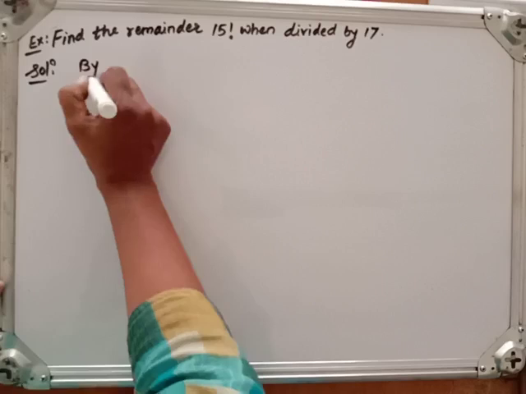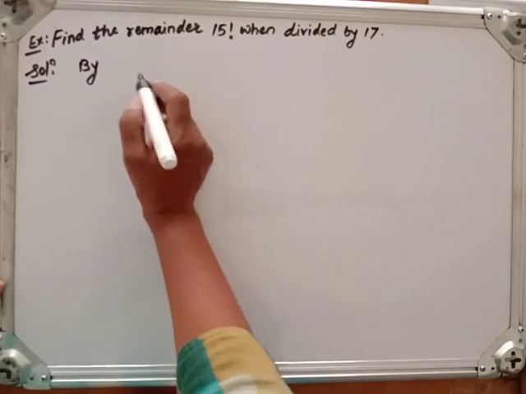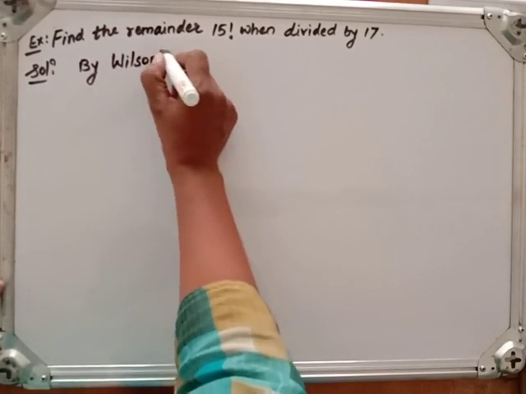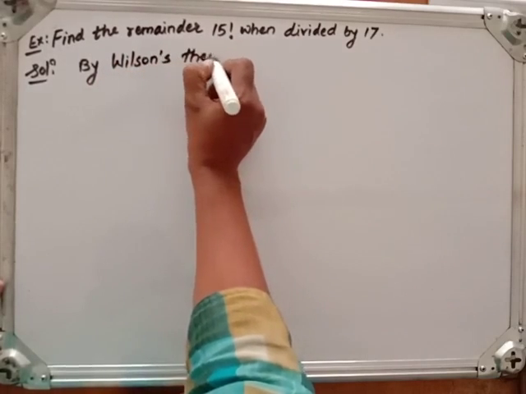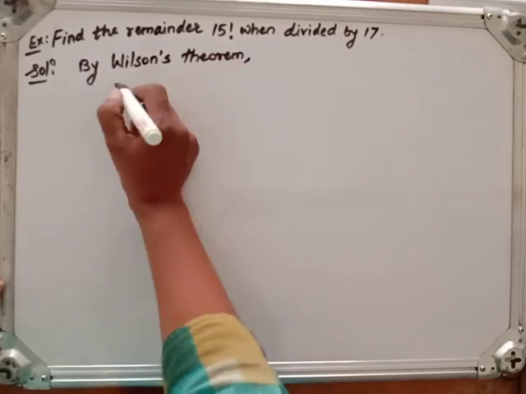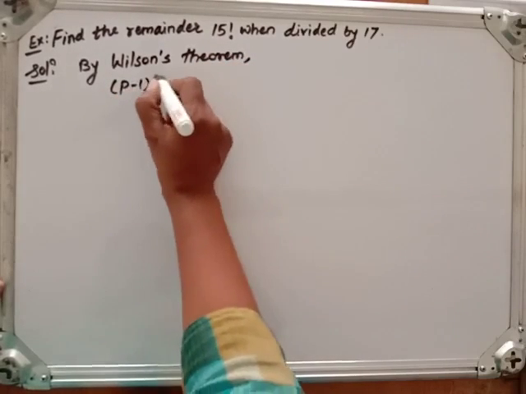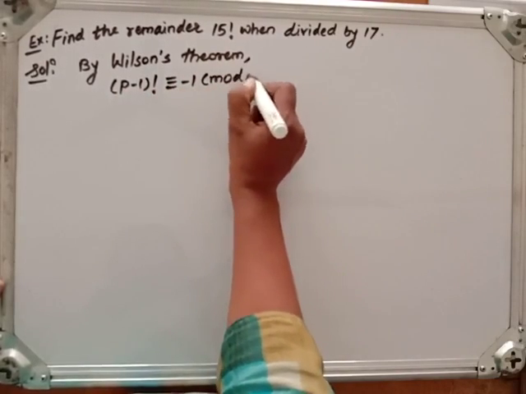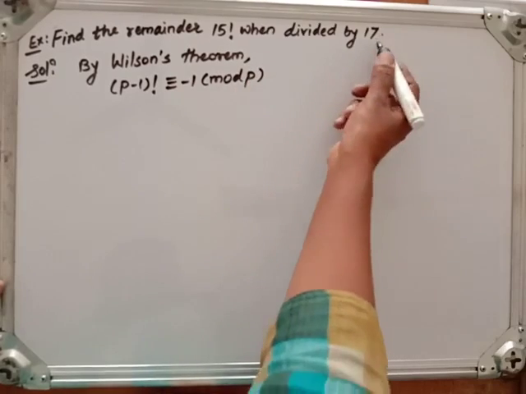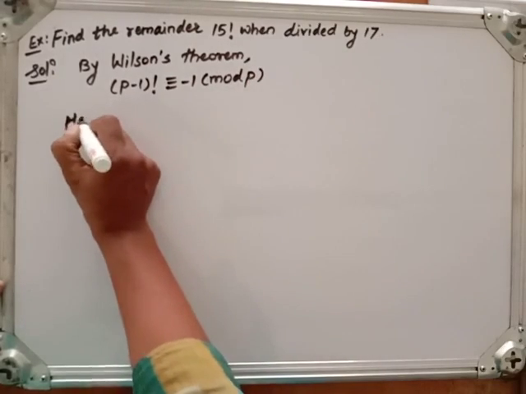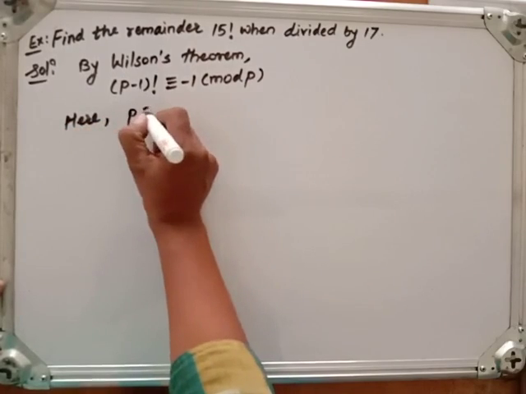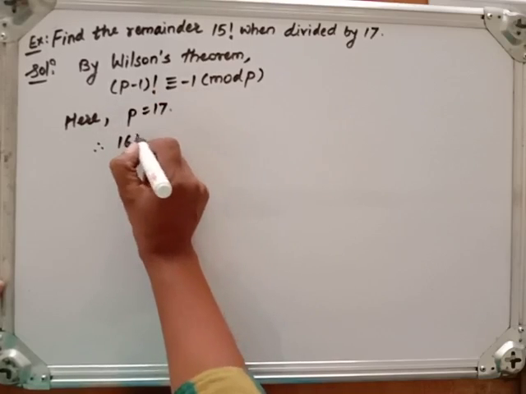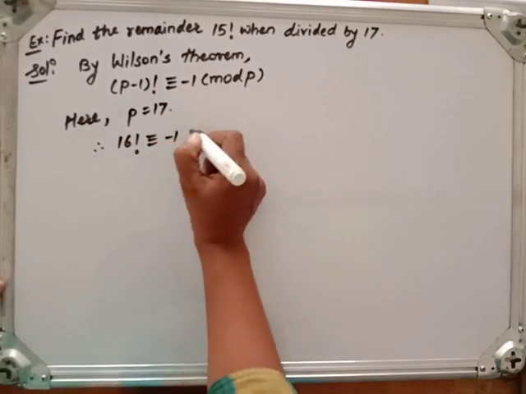Now, factorial terms, so let us use Wilson's theorem. What does Wilson's theorem say? By Wilson's theorem, we know (p minus 1) factorial is congruent to minus 1 modulo p. Now our p here is 17. Here p is equal to what? 17. Therefore, using this we get 16 factorial is congruent to minus 1 modulo 17.